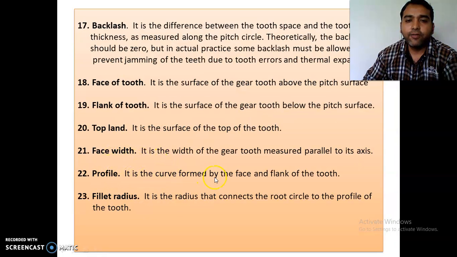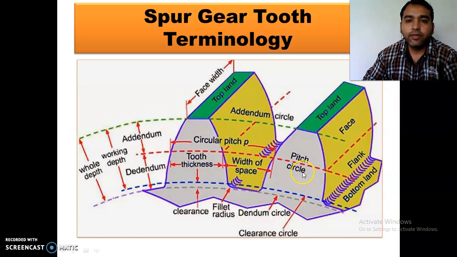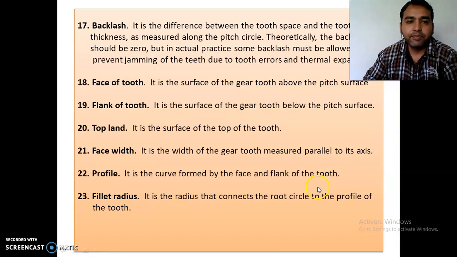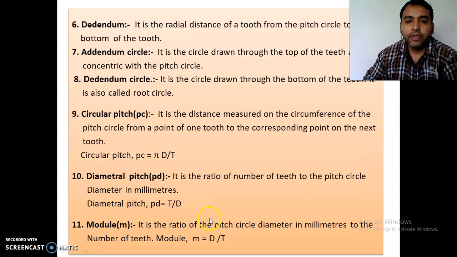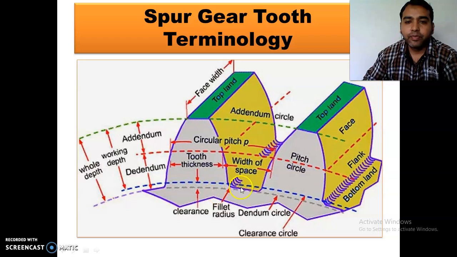Profile. It is the curve formed by the face and flank of the tooth. So that is called as profile. Fillet radius. It is the radius that connects the root circle to the profile of the tooth. That radius is called as fillet radius.